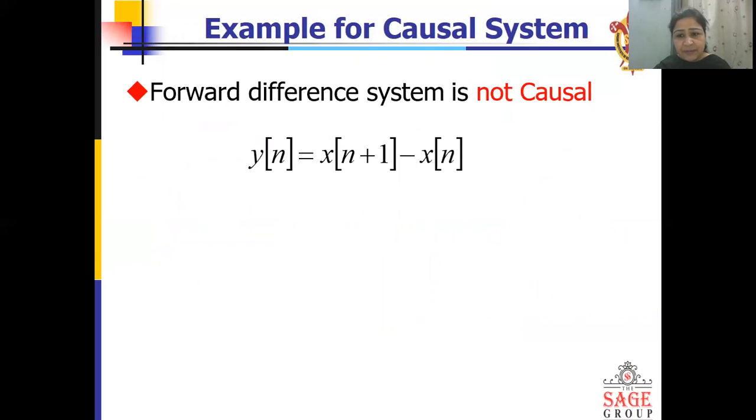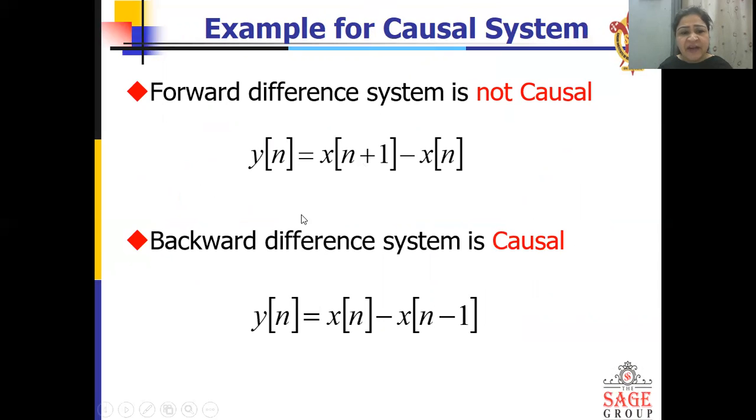Now, considering an example for causal system. Forward difference system, we'll see that it is not causal system. Forward difference system is represented by this equation, y[n] is equal to x[n+1] minus x[n]. Now say if I take n as 0, so it will be y[0] is equal to x[1] minus x[0]. That means y at instant 0 depends on x at instant 1. That means present output is depending on the future input. So the system is not causal.